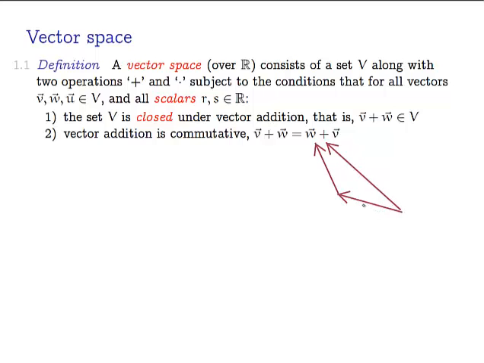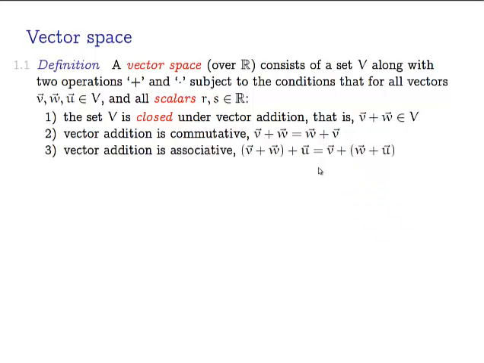Now, if this was my V and this was my W, notice that if I had done W first, and then V, my picture would look like this. And the result would be down here, and you can see that the result in the other order is actually the very same as the result in the first order. Okay, so that's what it means to be commutative.